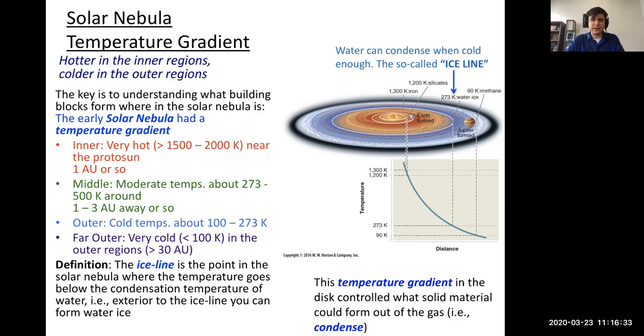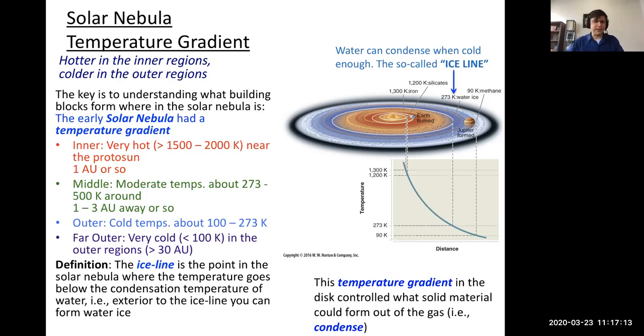And the key to this is that the solar nebula is not all the same temperature. It has a temperature gradient such that the inner regions, the places closest to the protosun, are the hottest. And then as you move further and further away from the protosun, it's going to get cooler and cooler and cooler. So temperatures are going to drop from about 1500 to 2000 Kelvin down to moderate temperatures, about 300 to 500 Kelvin, to less than 300 Kelvin, cold enough to form water ice, and then cooler and cooler and cooler the farther you go away.